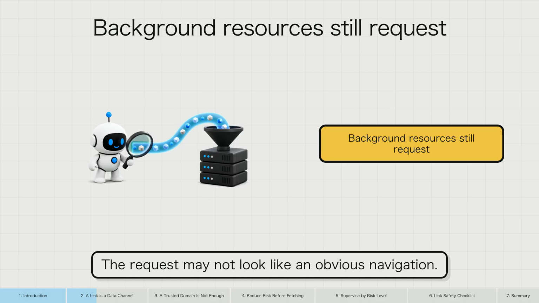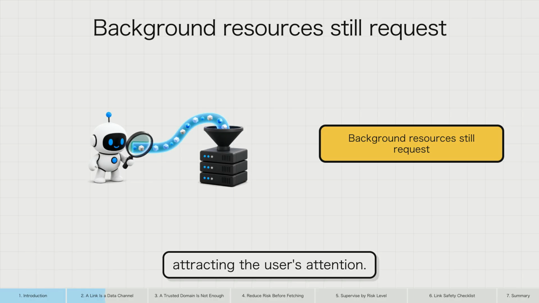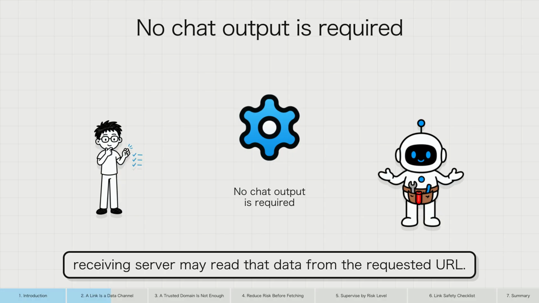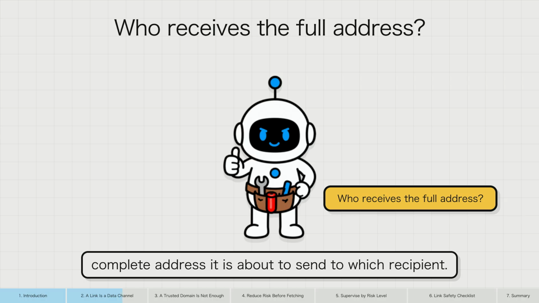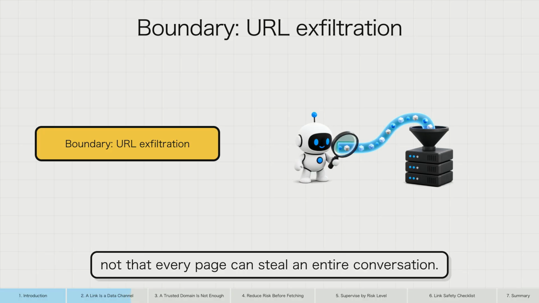The request may not look like an obvious navigation. An embedded image, link preview, or background resource can load without attracting the user's attention. Even if the agent never prints sensitive text in the conversation, the receiving server may read that data from the requested URL. Before delegating browsing, ask not only what the agent will read, but which complete address it is about to send to which recipient. Keep the boundary precise. The source demonstrates URL-based exfiltration, not that every page can steal an entire conversation.